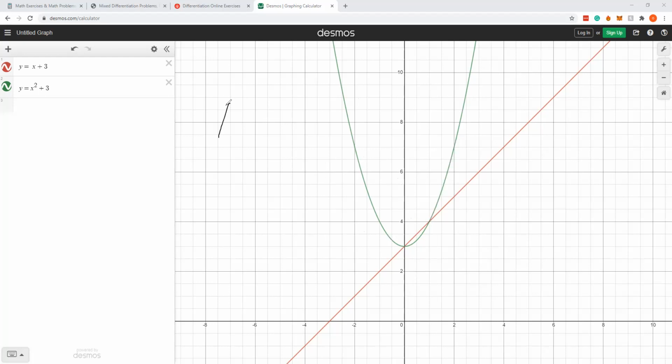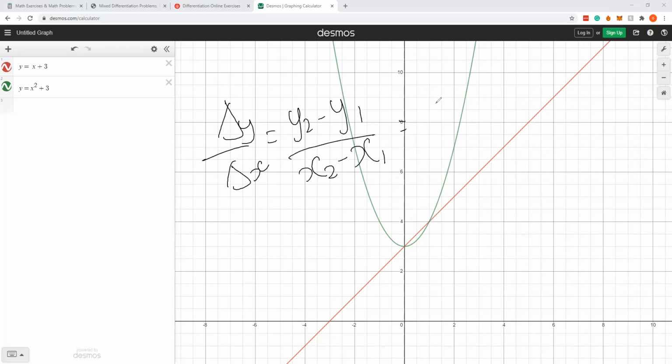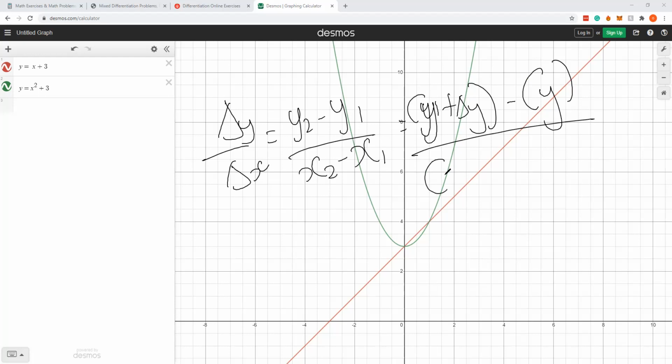So the idea is that when you have a gradient, delta y over delta x, it will be y2 minus y1 over x2 minus x1, or some people write it as y plus delta y minus y over x plus delta x minus x. Okay, so let's go back.